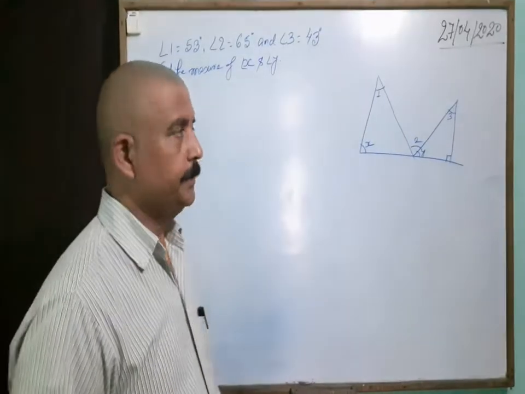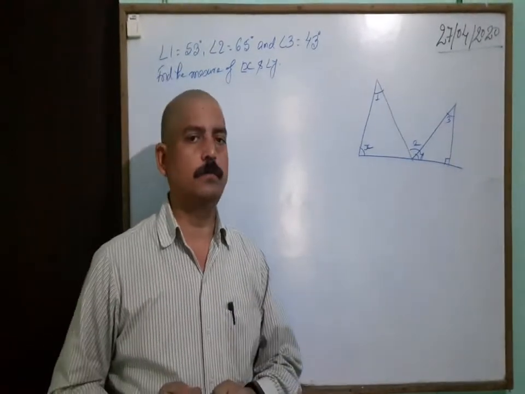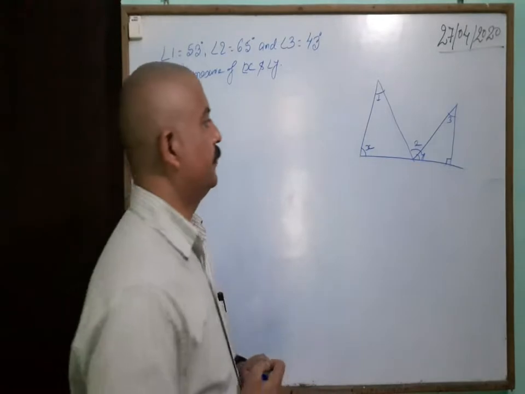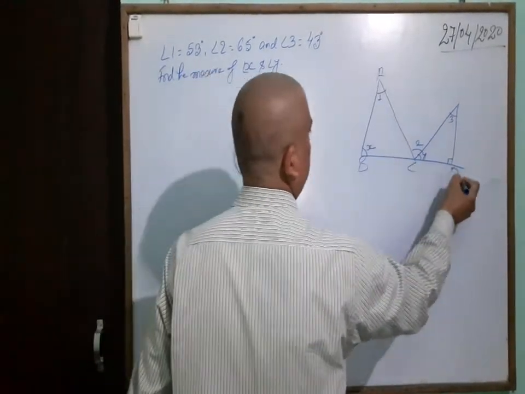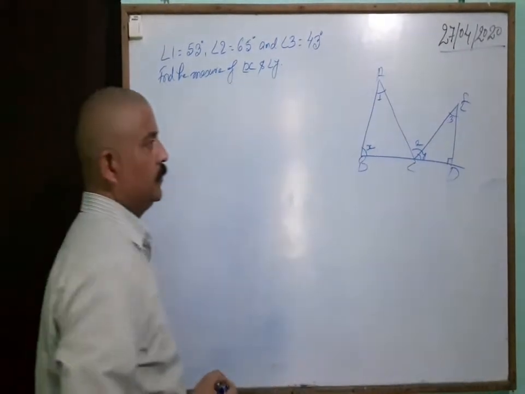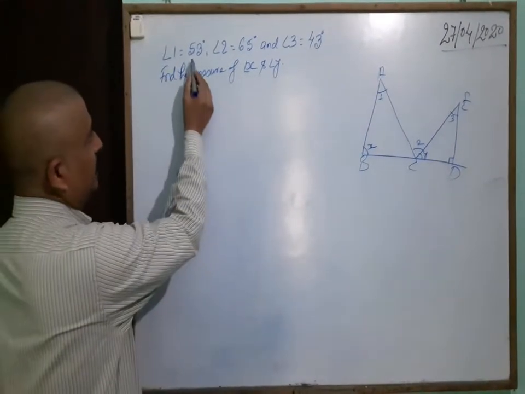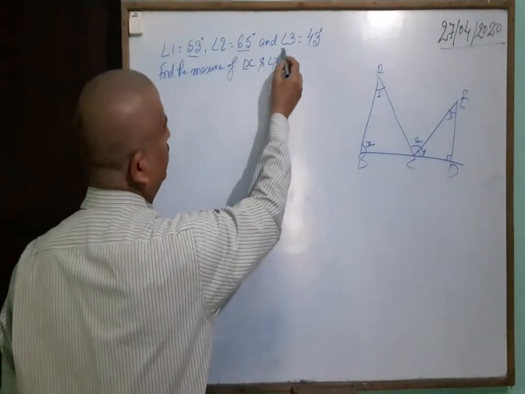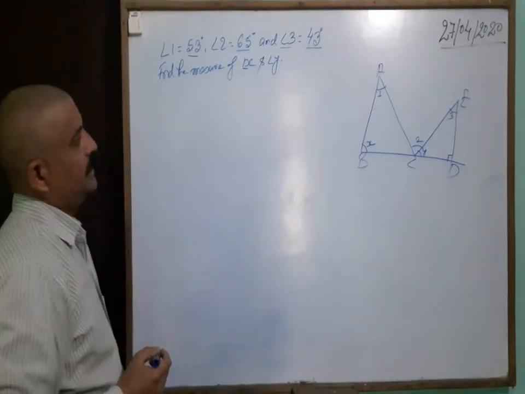Today, I will also discuss the different types of questions based on lines, angles and triangles. Given the question where A, B, C, D, the two triangles are adjacent to each other. Angle 1 is equal to 53 degrees, angle 2 is equal to 65, and angle 3 is equal to 43. Then find the value of x and y.